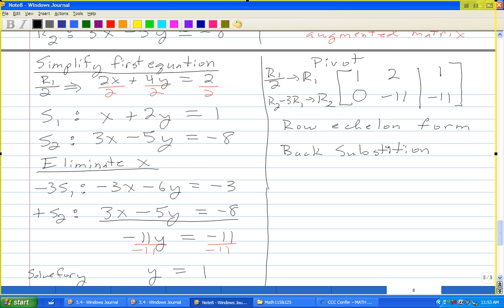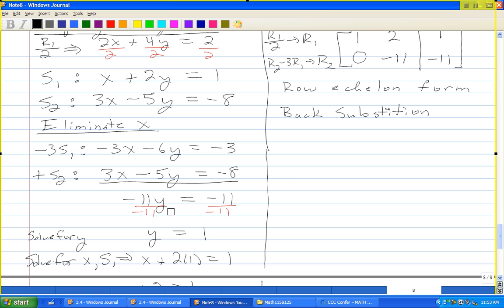Back substitution says that we take the last row, 0x minus 11y equals negative 11. Solve for that. So let's divide by negative 11. So I get y equals 1. Same step here. So these are all the same steps.